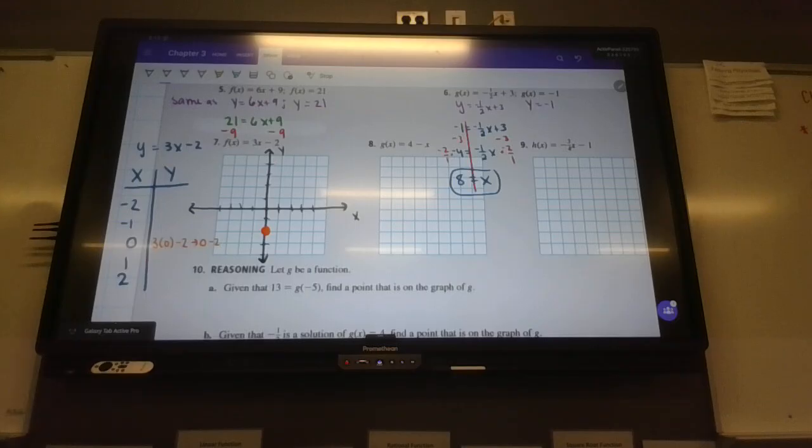You did a table? And you plotted it? Three points. I've done 1. You can pick. You don't have to do all 5 of these. Do 3. Do 2 other ones. And we'll check for it tomorrow.